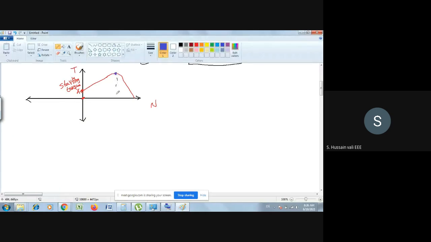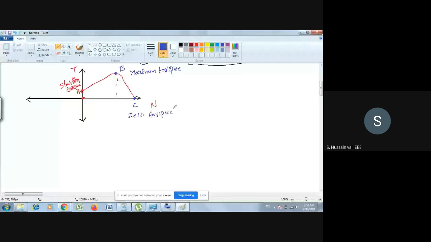Another point, I will take it as B. At point B the torque is maximum, so you call this the maximum torque point. Whereas this point you call C, and you can consider that the torque is zero here.